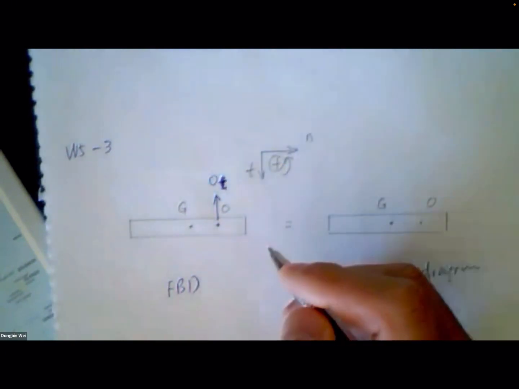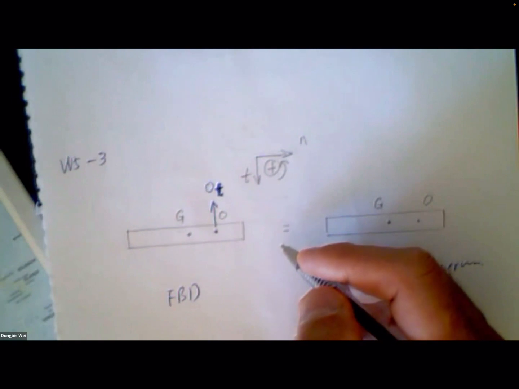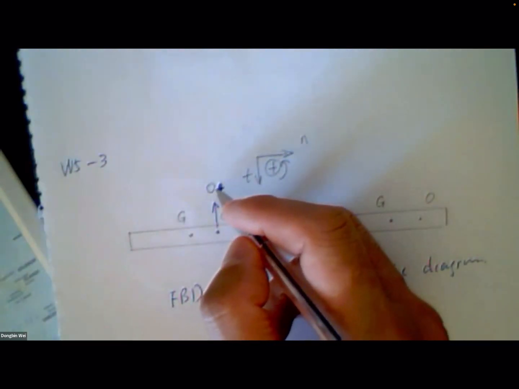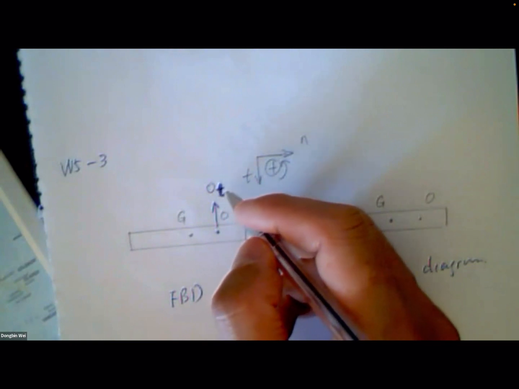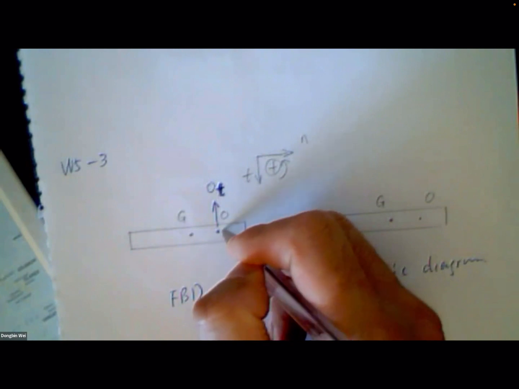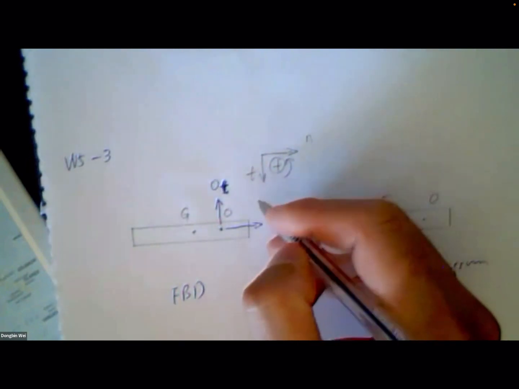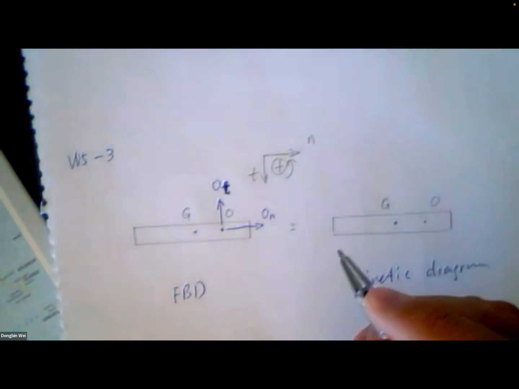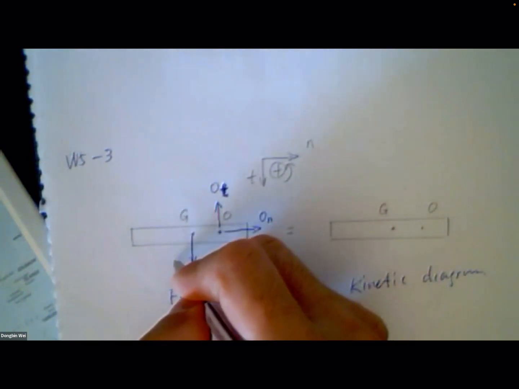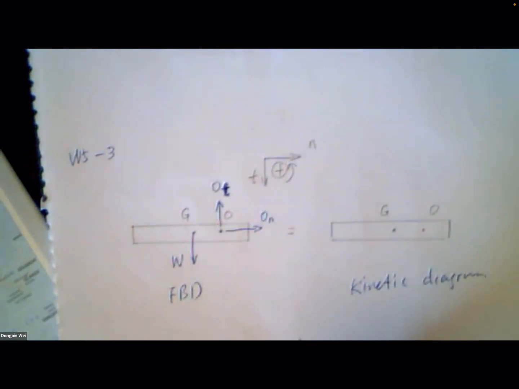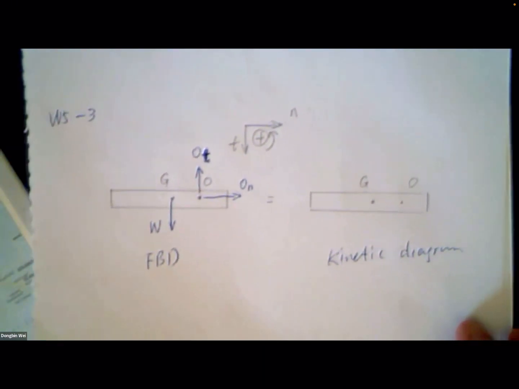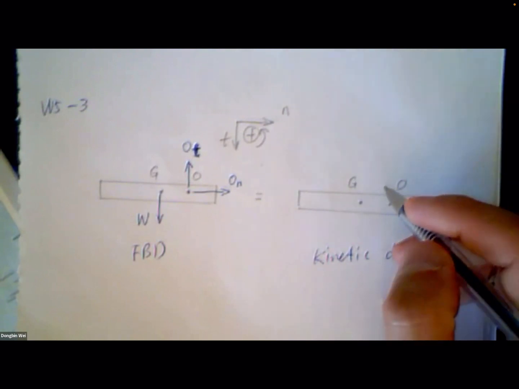I assume this one is upward. Sorry, this is not assumed. This is the actual direction. And by observation, you know OT must be upward. I have ON. I assume it's positive. And here I have W, gravitational force.